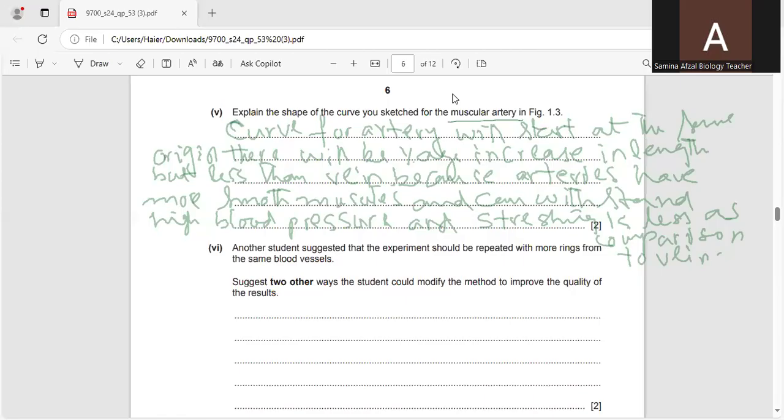And the next question is, another student suggested that the experiment should be repeated with more rings from the same blood vessels. Suggest two other ways the student could modify the method to improve the quality of the results.